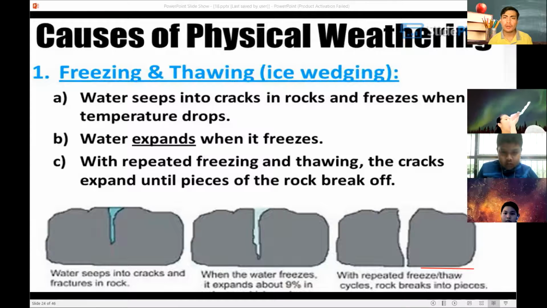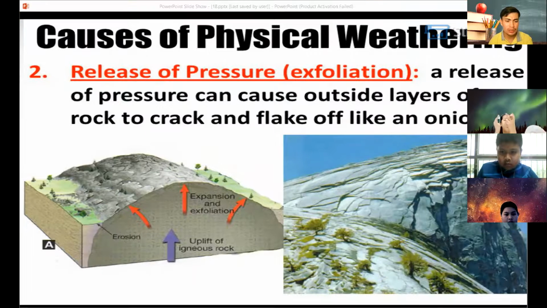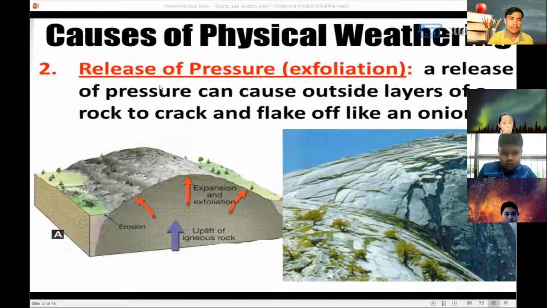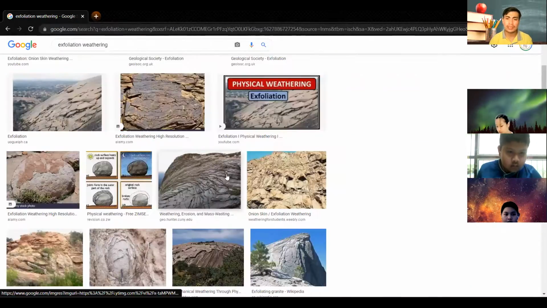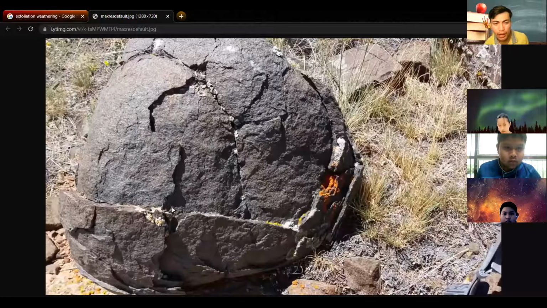We also have release of pressure, or exfoliation. A release of pressure can cause outside layers of the rock to crack and flake off like an onion. So if the igneous rock will go up like this, the expansion of rocks, I think I'll just show you a picture of this on Google so that you will understand easier. Exfoliation weathering. It means that the outside cover, or the outside layer of the rock, will be, look at this. Can you see it? The layer of the rock is like broken.